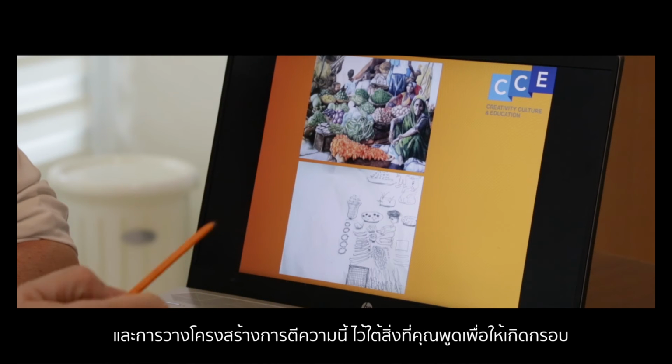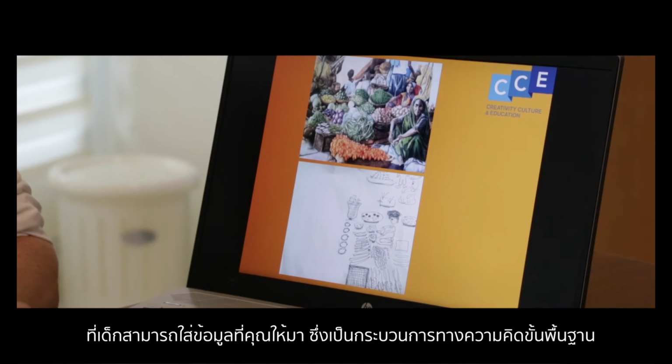And this kind of layering of a structure underneath what you say, in order to have a framework in which they can put the information that you are giving them, is a basic mental process that is going on.